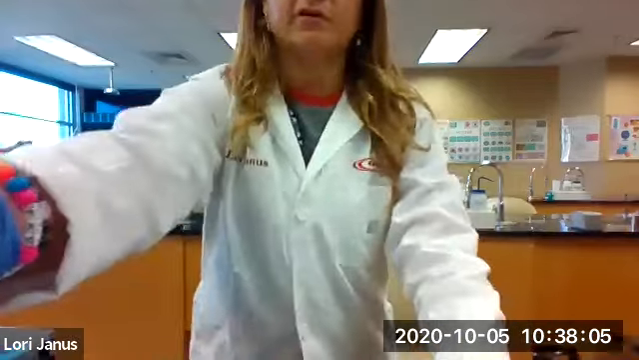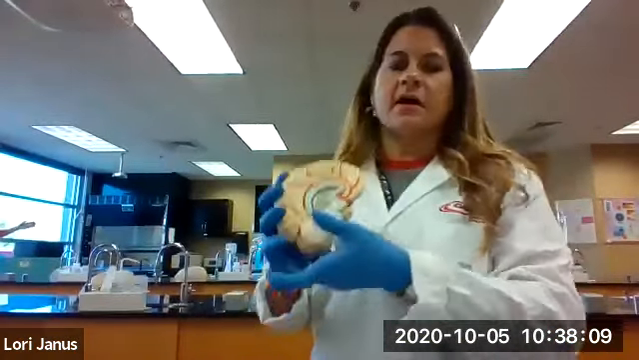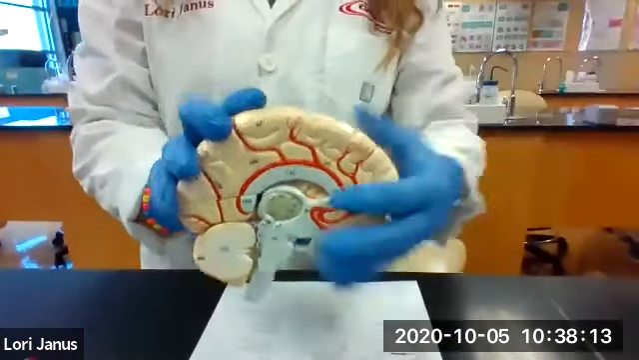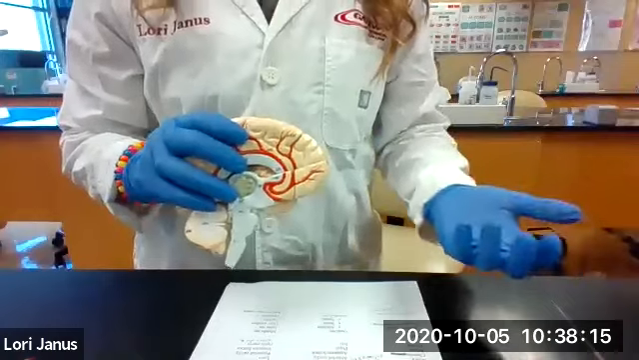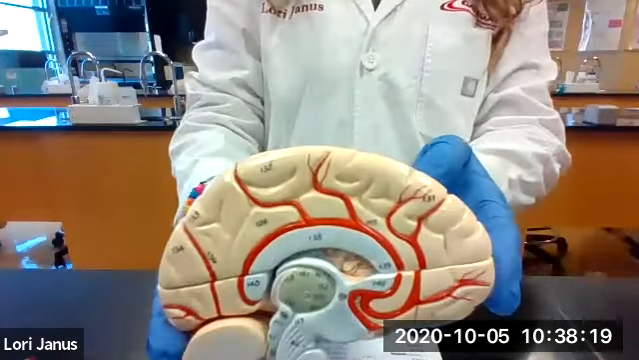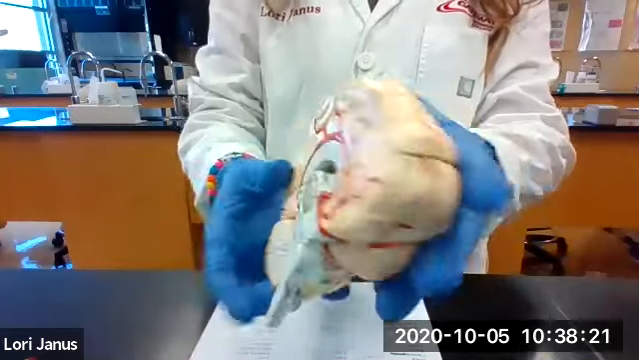Everyone, so we're going to take a look at a number of different models that we have in the classroom in our science lab. And we're going to start with the brain, and then we'll take a look at the eye, and we'll also take a look at the ear. So looking at the brain, here's a great model that we have in the lab.